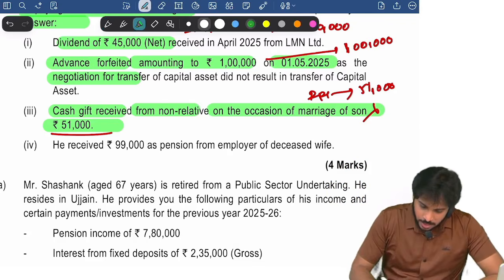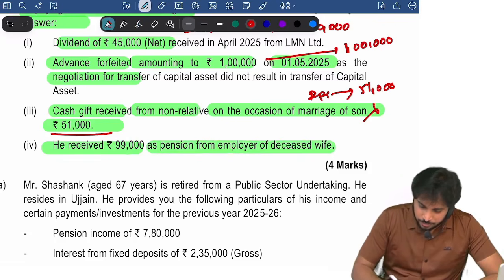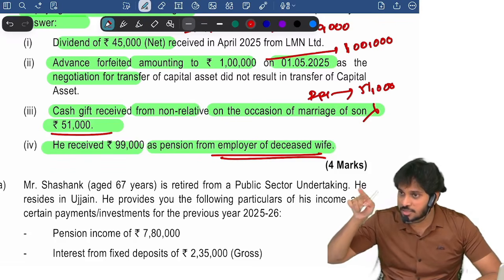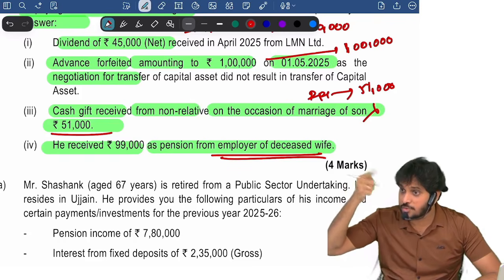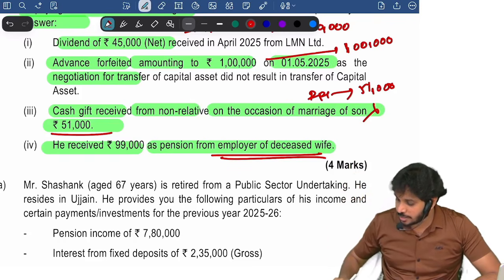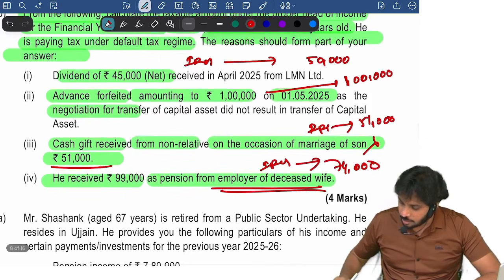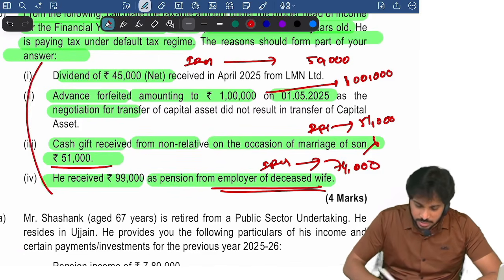Next. He received 99,000 as a pension from the employer. This is called family pension. 1/3 of the family pension, 33,000 or 25,000, whichever is lower. 25,000 is exempted. 99,000 minus 25,000, 74,000 is taxable under IFOS. Correct? Now tell me, 50,000 plus 1 lakh plus 51,000 plus 74,000. One alternative, the answer is 2,75,000.